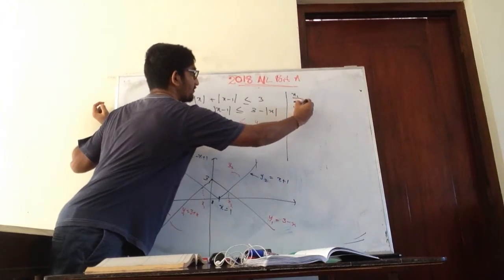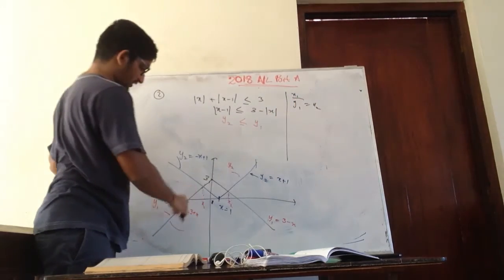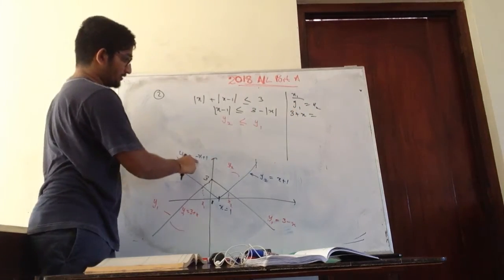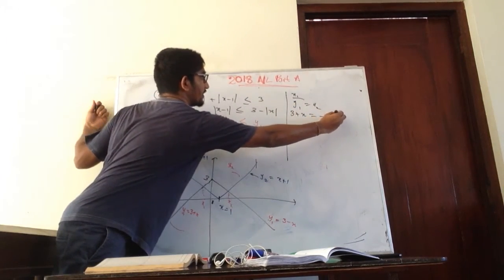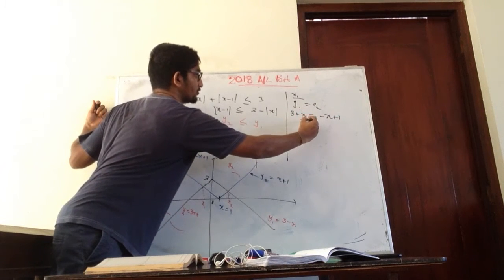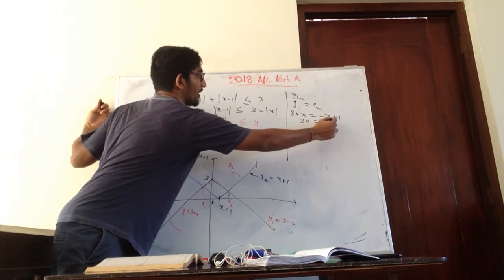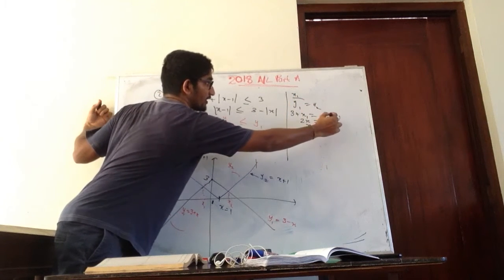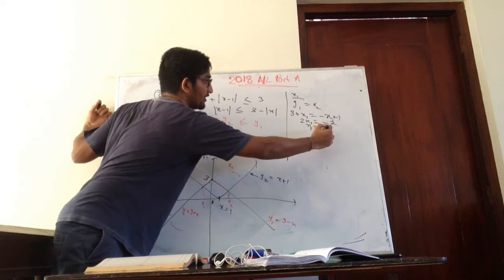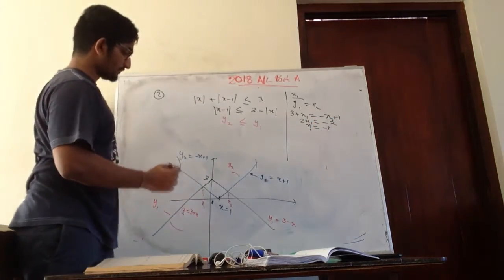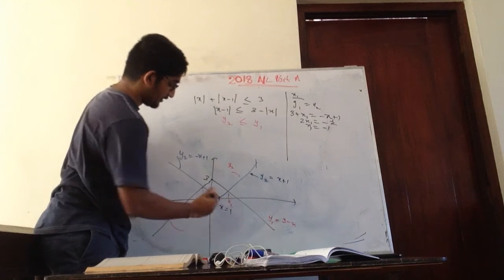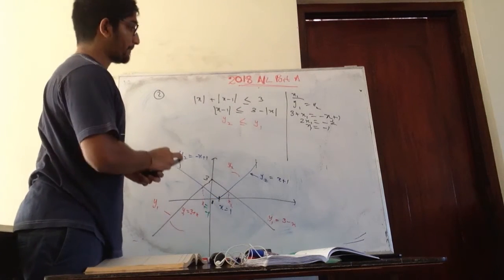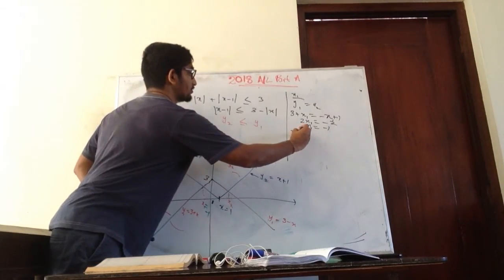At x1, y1 is equal to y2. What is y1? y1 is 3 plus x. y2 is minus x plus 1. So I'm going to take x here. So 2x equals minus 2. So we have put x1 now. So x1 will be minus 1. Right? So I can say this is minus 1. Okay? Then we get x2.